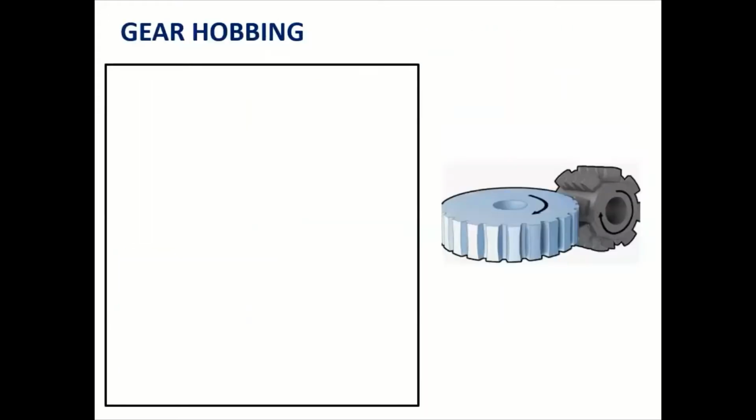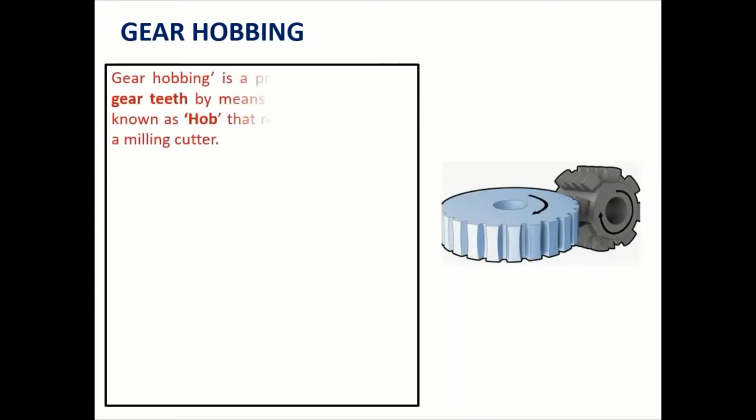First we'll see what gear hobbing is. Gear hobbing is a process of generating gear teeth by means of a rotating cutter known as a hob that revolves and cuts like a milling cutter. In this diagram, this is a gear hob and it is rotating, and the gear blank comes in mesh with the gear hob, and cutting takes place just like a milling cutter.